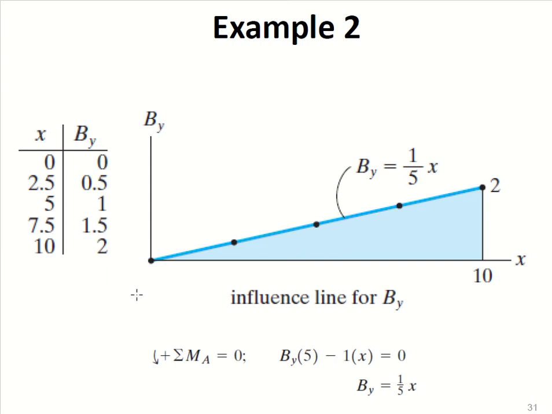So By is equal to x divided by 5. Okay, so now put different values of x. For example, when x is equal to 0, the load is at support A and the reaction at B is 0. And as it is moving beyond, the reaction at B is increasing. At a distance of 5, the By is equal to 1. Okay. And when it is moving beyond, the reaction is double that of the load.